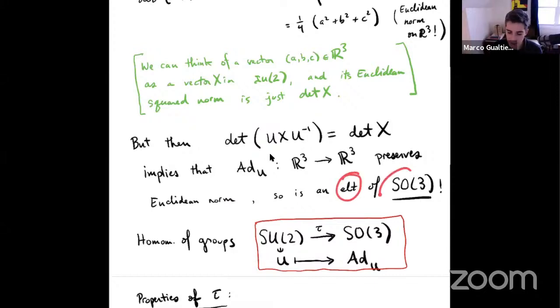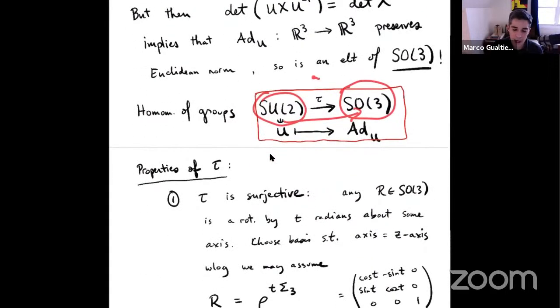Yes, an element of SO3. So this operator is a linear operator that preserves the norm on R3 because it preserves the determinant on little su2, and that is the norm. So this means that we get a transformation which is in SO3. So the representation is actually giving us a group homomorphism from SU2 to SO3.